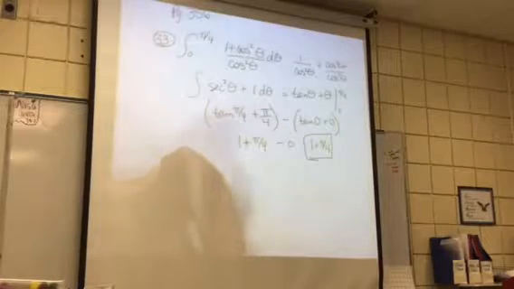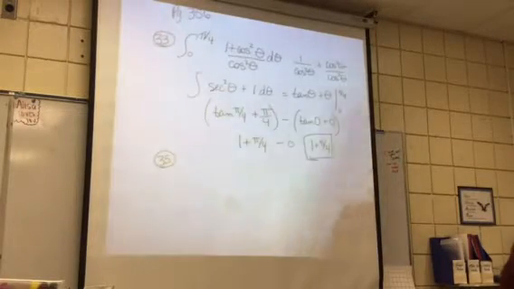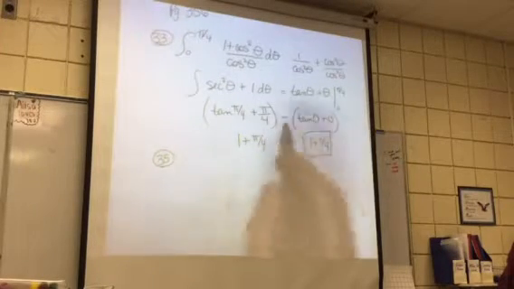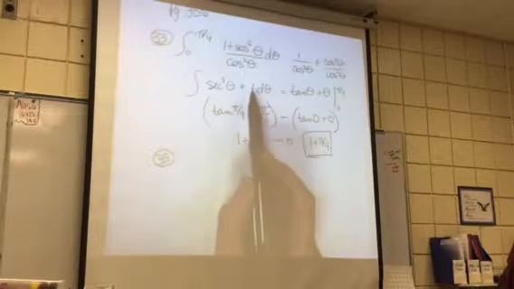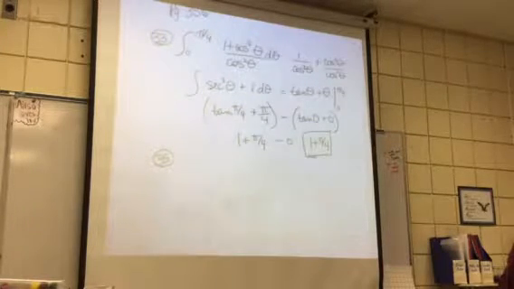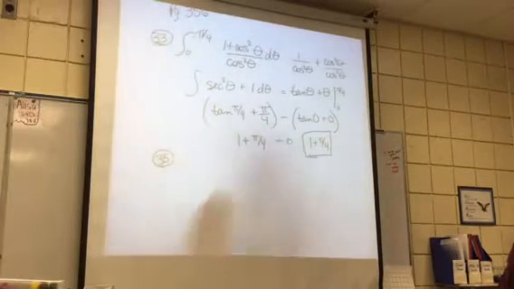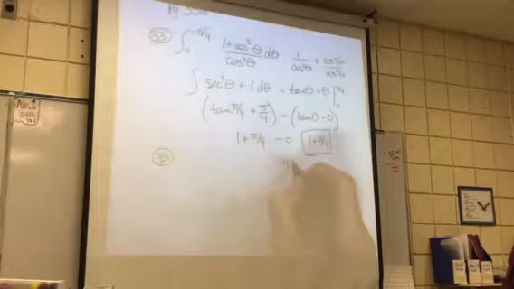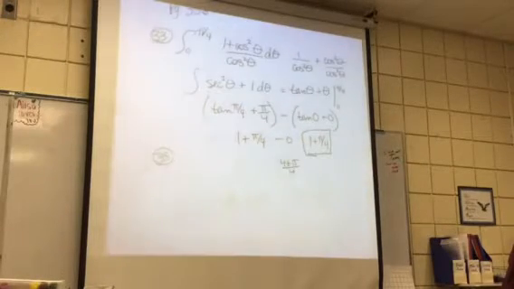Can you convert the 1 into 4 over 4? Sure. Oh, wait a minute. Actually, never mind. That doesn't help, because this is not really a fraction answer. It's just 1. So if you wanted to rewrite your answer as 4 plus pi over 4, that's fine. That's the same thing. But you might as well just write it the other way.